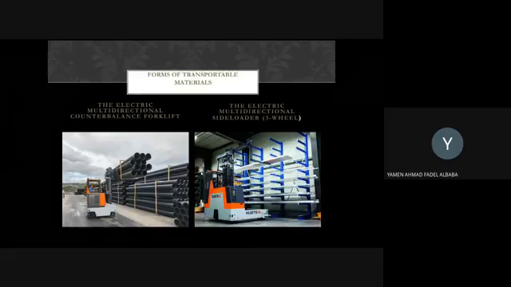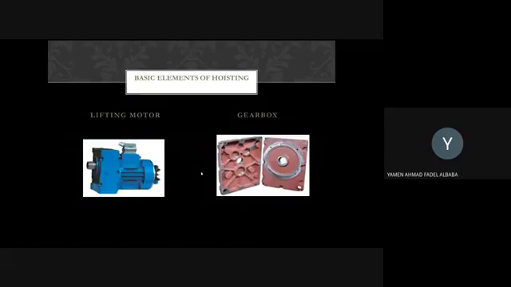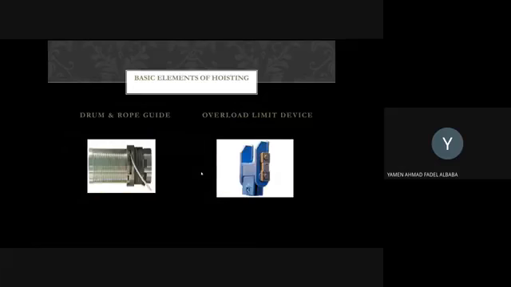Forms of transportable material. The multi-directional electric counterbalance forklift. The electric tidal order. The electric multi-directional loader. The four-way tidal order with diesel or gas drive. Basic elements of hoisting: lifting motor, gearbox, drum and rope duty, overload limit device.